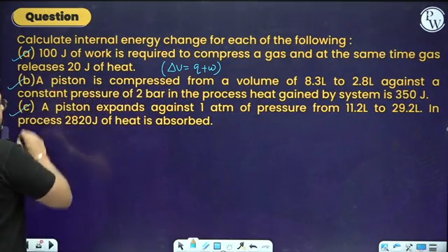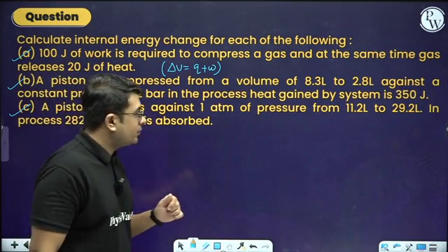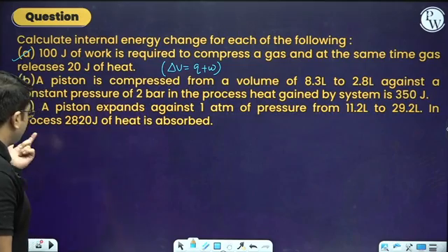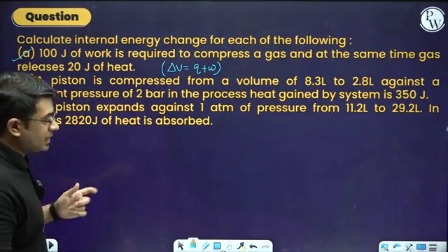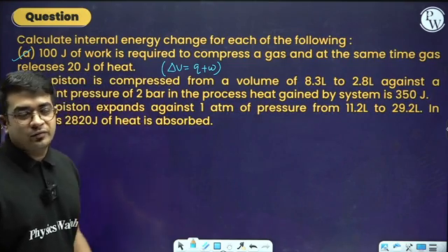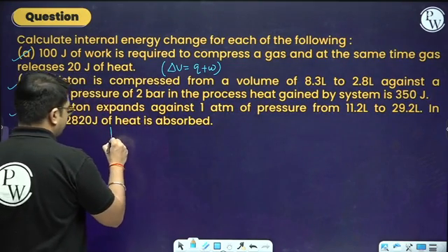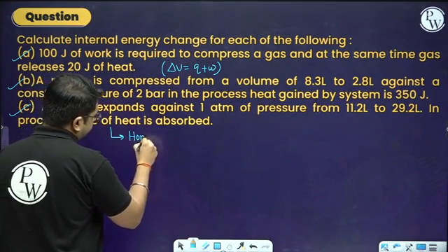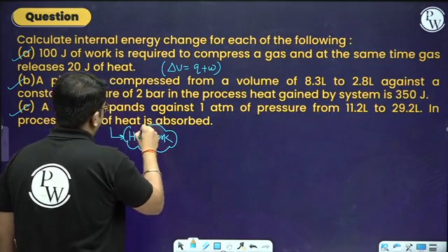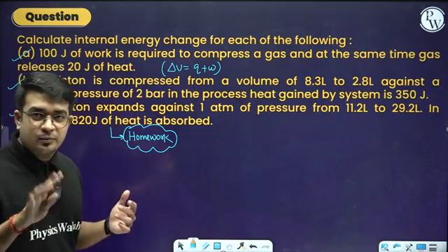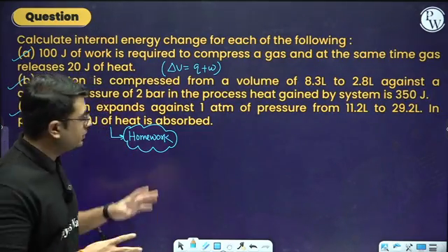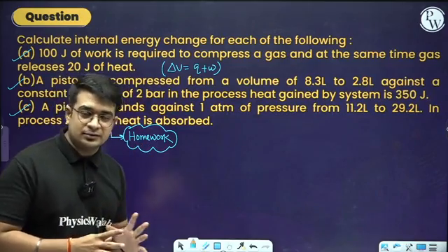And the last part: a piston expands against a constant pressure from 11.2 liter to 29.2 liter. In the process, 2820 joule of heat is absorbed. Q is now positive, and in this case you again have to calculate the PV work done. So I am giving this to you as homework. Just try to solve this question and let me know the final answer in the comment box. In the next class, I'll make sure we have the correct answers on both sides.